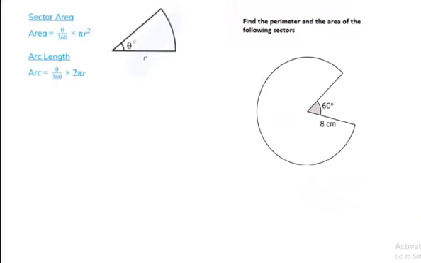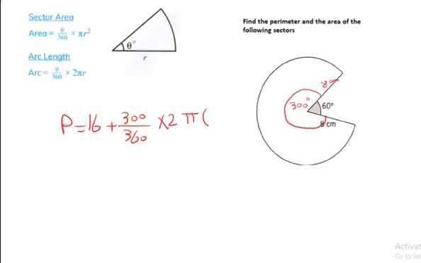Here, to find the perimeter and the area of this sector, first we have to find its angle. Its angle is the reflex angle here. This angle equals 360 minus 60, so it will be 300 degrees. Now we can find the perimeter as usual. P equals 2 radii, so this radius is 8 and this radius is also 8 centimeters, so it will be 16, plus 300 over 360, multiplied by 2 pi r, where the radius is now 8.